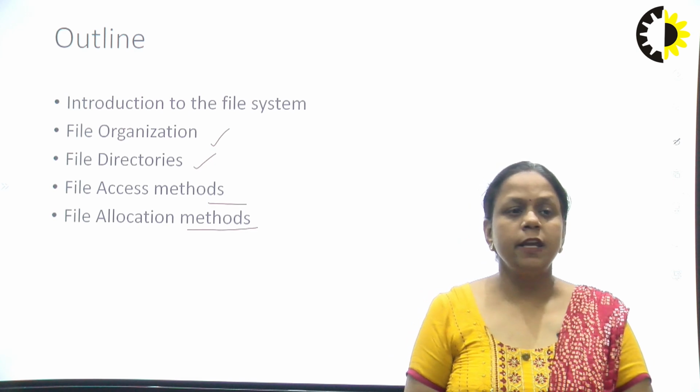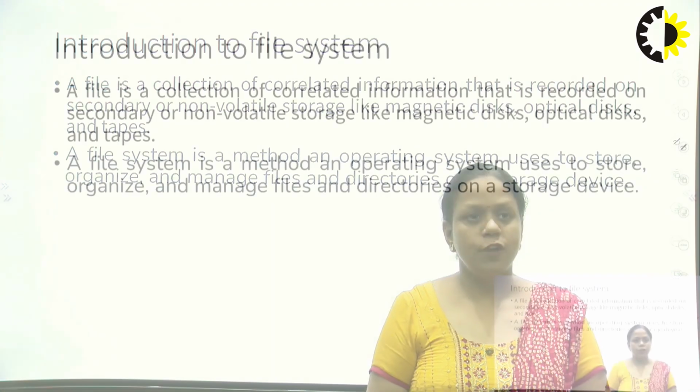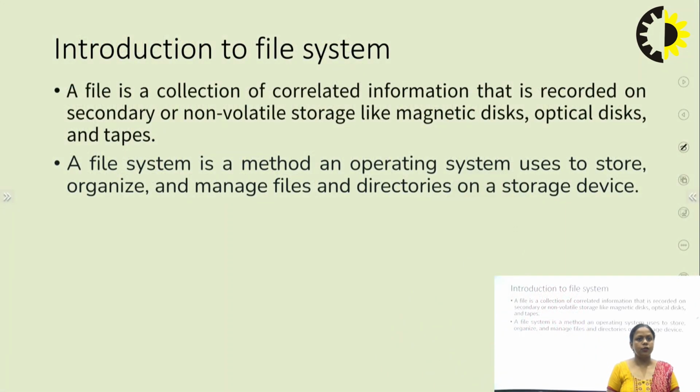So firstly we will see what are the file systems. A file is a collection of correlated information that is recorded on secondary or non-volatile storage like magnetic disk, optical disk and tape. Okay, this is the definition of the file. And next is the file system. What do you mean by the file system? A file system is a method an operating system uses to store, organize, and manage files and directories on the storage device. Okay, the file is managed by the file system.